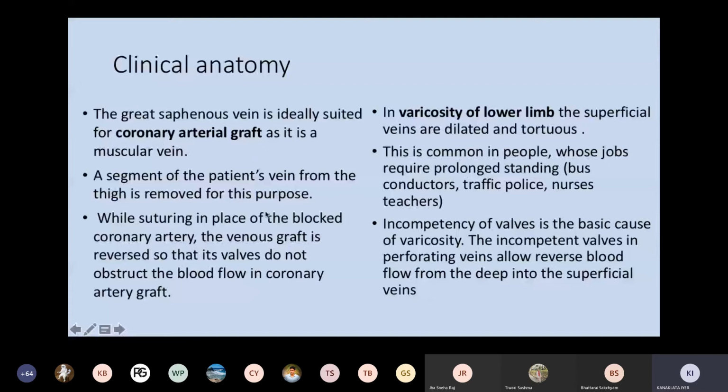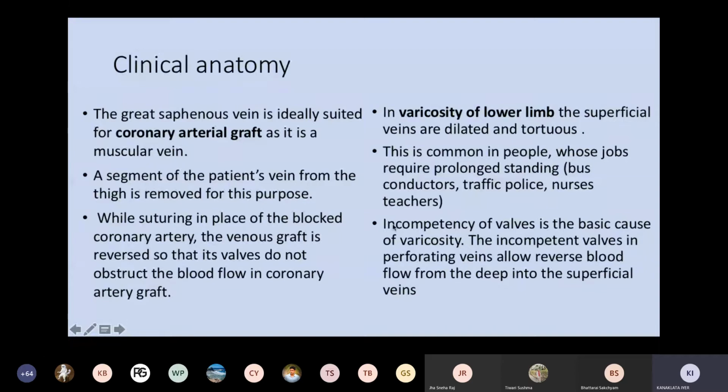The other part is that when the great saphenous vein becomes dilated and tortuous, you call that a varicose vein, or varicosity of the lower limb, which is not so uncommon. You might have seen those tortuous veins on the leg, especially on the posterior and medial side. This is common in people like us who stand and lecture for one hour, or traffic police, surgeons, bus conductors, nurses, etc. Even school teachers have the tendency to form varicose veins.